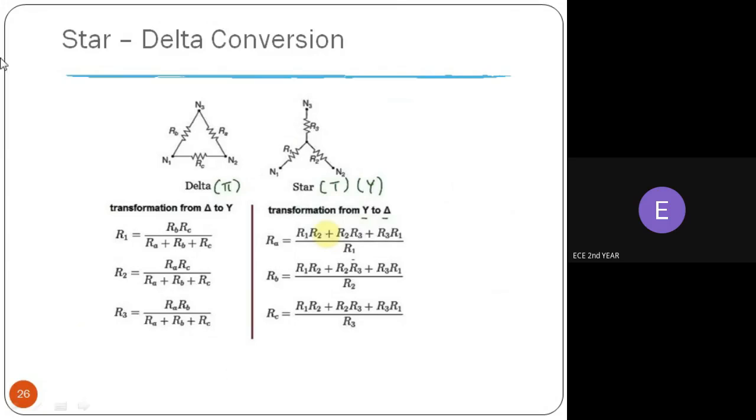So here we can compare the formulas. In the delta to star conversion, the denominator is the constant parameter. Compare all these 3: the denominator is the common value. In the star to delta conversion, concentrate on these 3 formulas. Here the numerators are the constant values. So the formulas can be remembered easily.